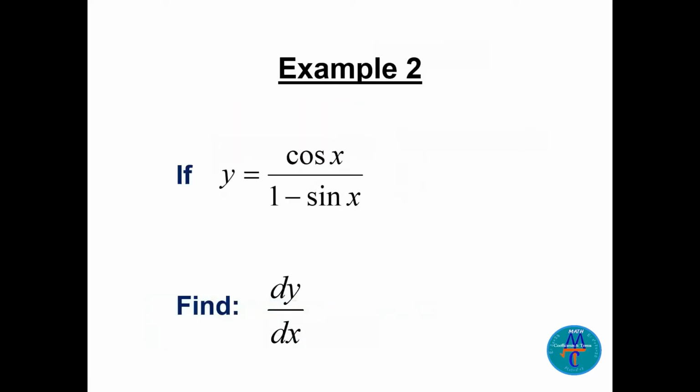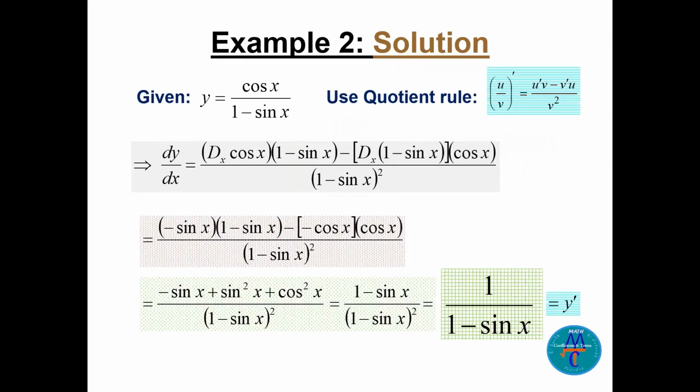Now example 2 here: y equals cosine of x divided by 1 minus sine of x. Let's find dy over dx, which is the derivative, or y prime. Clearly, we see here the quotient rule. Remember u over v prime? It is u prime v minus v prime u, divided by v squared. So I take the derivative of the numerator times the denominator minus the derivative of the denominator times the numerator. There is a minus in the formula, over the whole denominator squared.